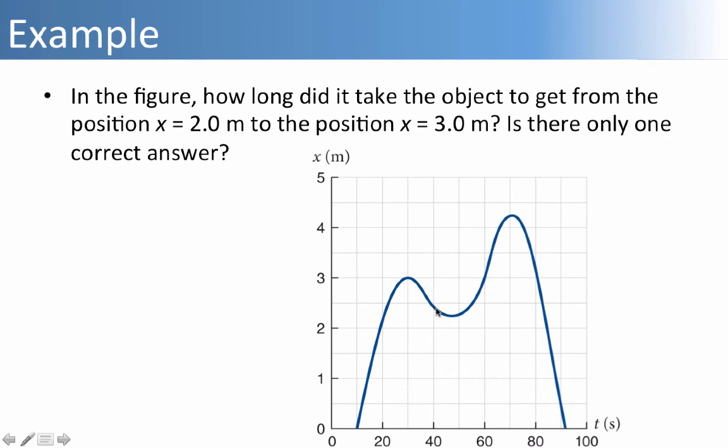It keeps going. It actually goes back to 2.25 meters, and then up again to 3 meters at 60 seconds. That means that another time it took from 2 meters to 3 meters is 20 seconds to 60 seconds, which is 40 seconds. So there are actually 2 correct answers to this question. This can happen. Imagine throwing a ball up in the air. It passes the height of your head a couple of times after it leaves your hand.